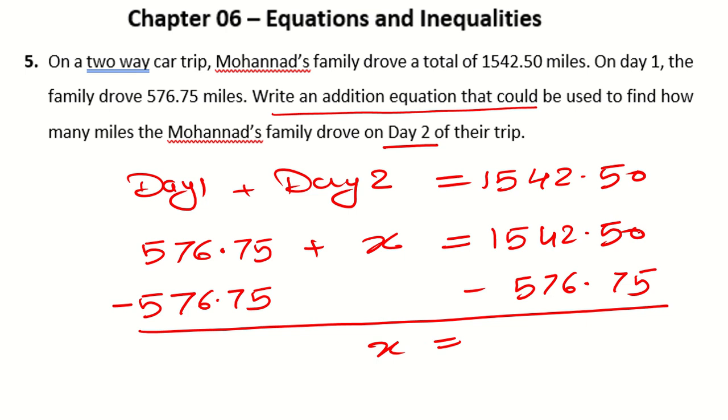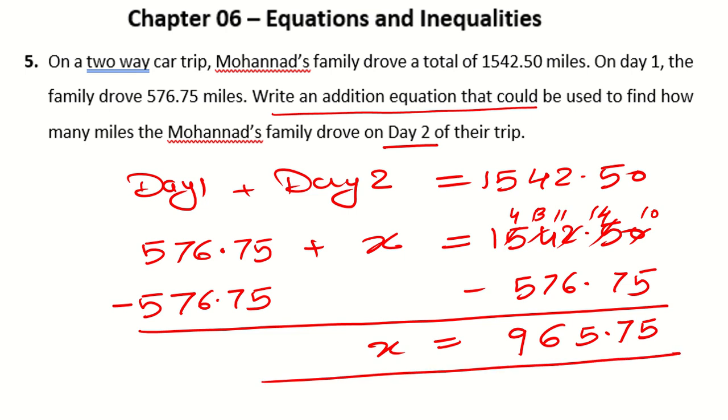So this is 0 minus 5, not possible. So borrow 1 from here, it will become 4, it becomes 10. 10 minus 5, 5. 4 minus 7, again not possible. So borrow 1 from here, it becomes 14. 14 minus 7, 7. Then 1 minus 6, not possible. So borrow 1 from here also, it becomes 11. 11 minus 6, 5. 3 minus 7, not possible. So borrow 1 from here, it becomes 13. 13 minus 7, 6. And 14 minus 5, 9. So they drove 965.75 miles on day 2.